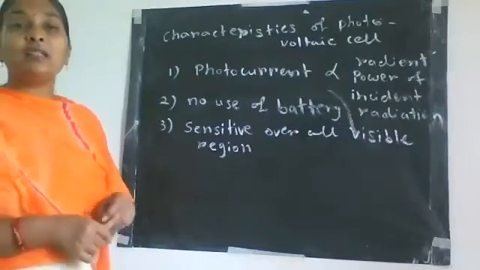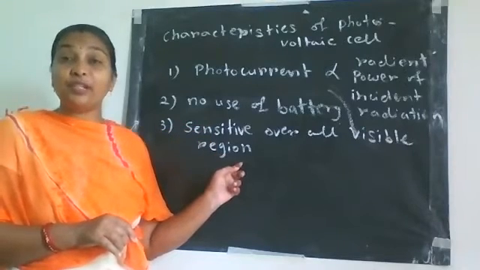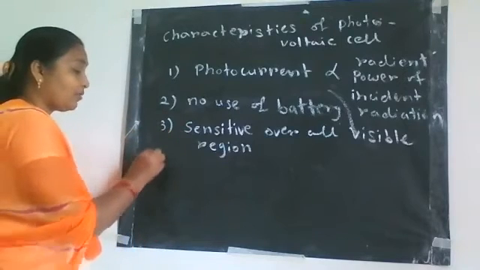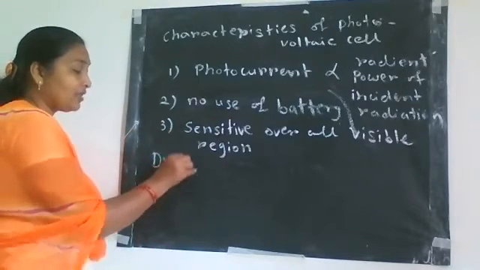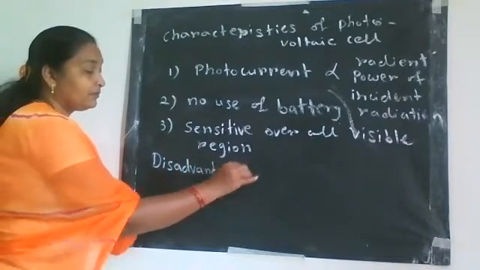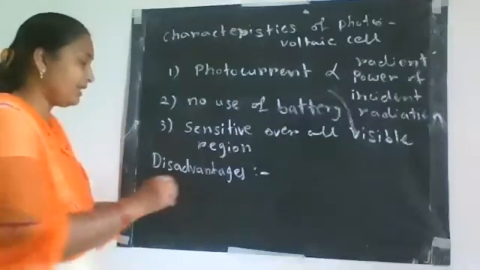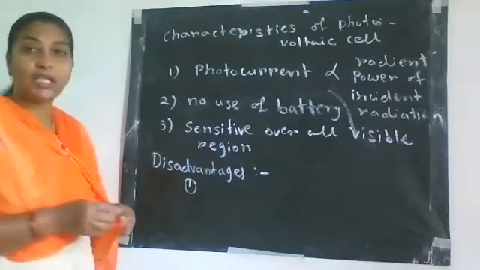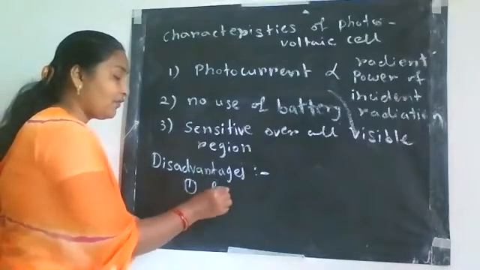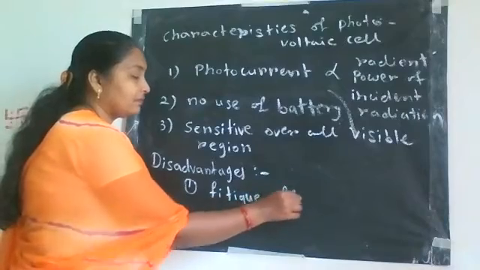Okay, so these are the three important characteristics of the photovoltaic cell, and now we will go towards the next point, and that is the disadvantages of the photovoltaic cell. So give the next heading, disadvantages. One very major disadvantage is that it undergoes the fatigue effect. It shows the fatigue effect.